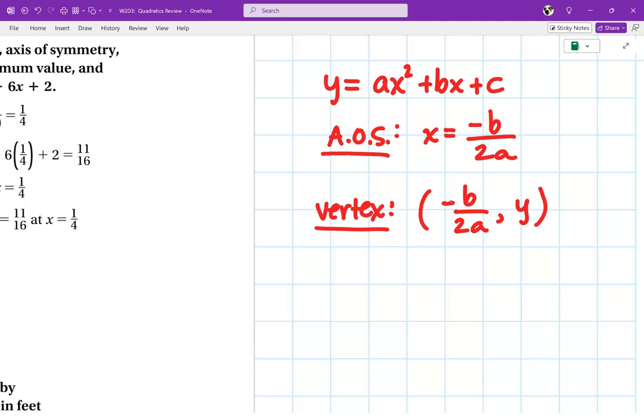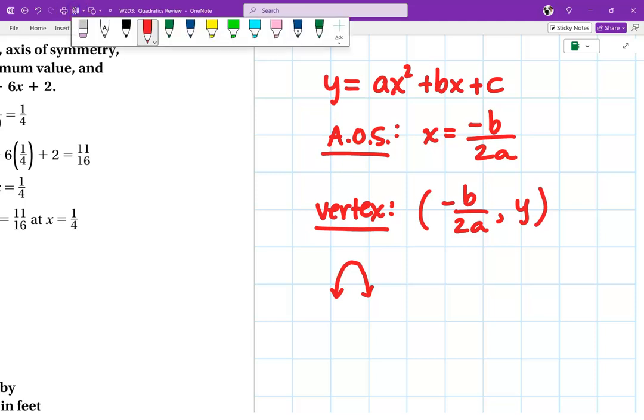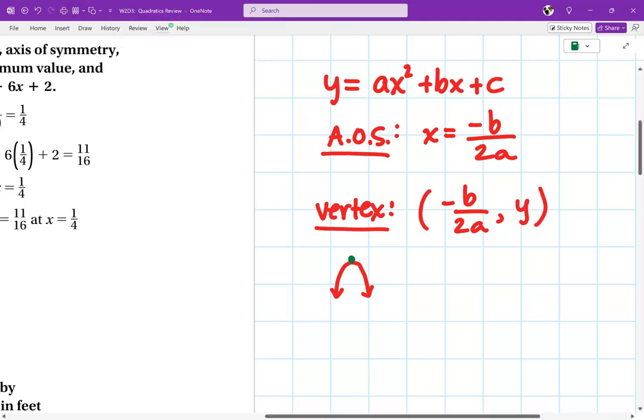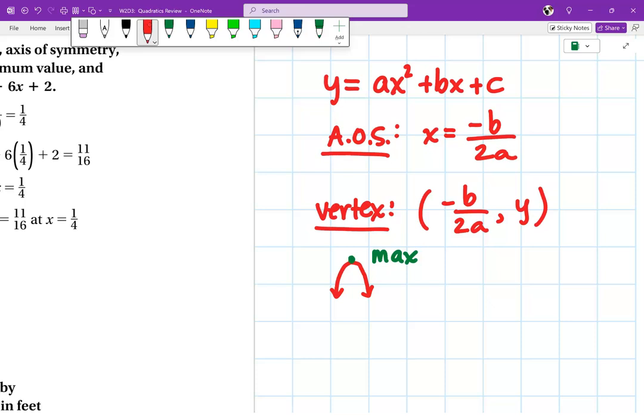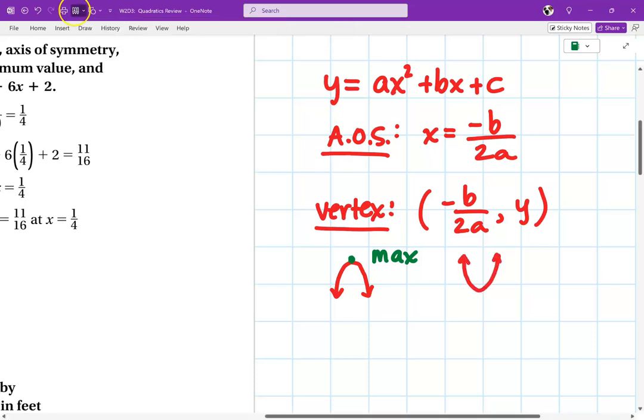And then they asked us if it's a max or a minimum value. Well, if the graph opens down, then the vertex, that point up here, would be a max. If the graph opens up, then the vertex, which would be way down here, would be a minimum. So when they ask you to find the max or the min, they're asking, is the vertex a high point or a low point? And that all depends on what? What tells me if it opens up or down? A, right? That's dependent on a.